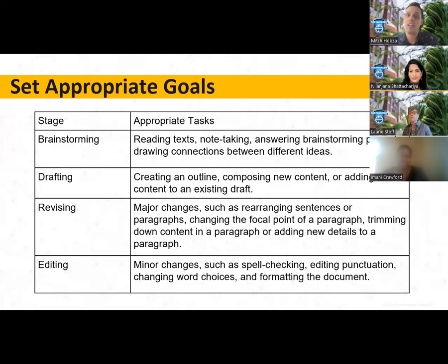Same thing with writing. You shouldn't start nicely editing something and then delete the paragraph a day later because you don't need it, right? You always want to make sure that your revisions are done before you move into the editing stages. And so editing is really the final polishing, whereas revision is the substantial changes to the content and to the organization of the document.